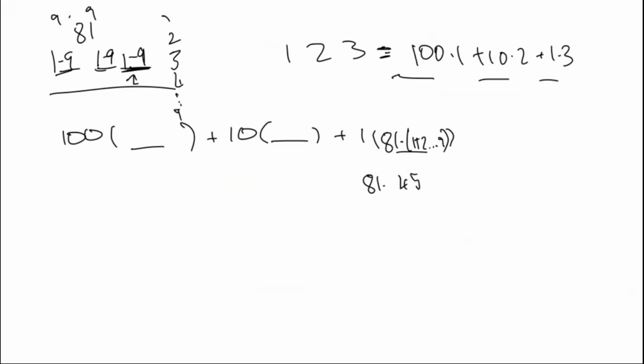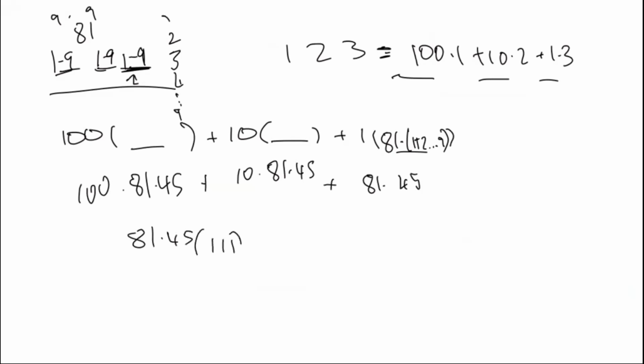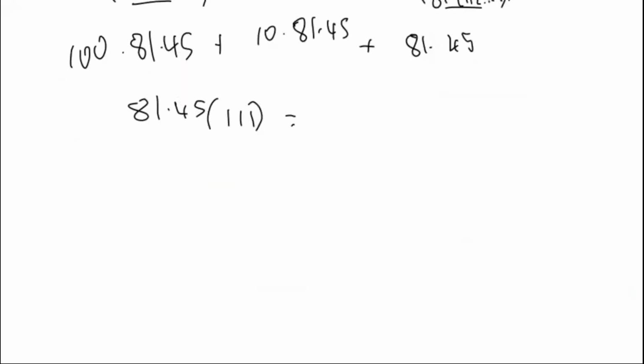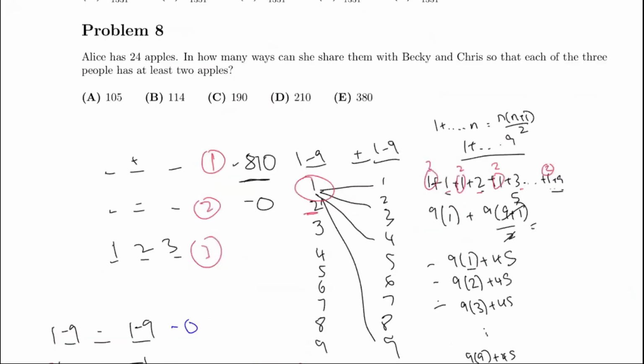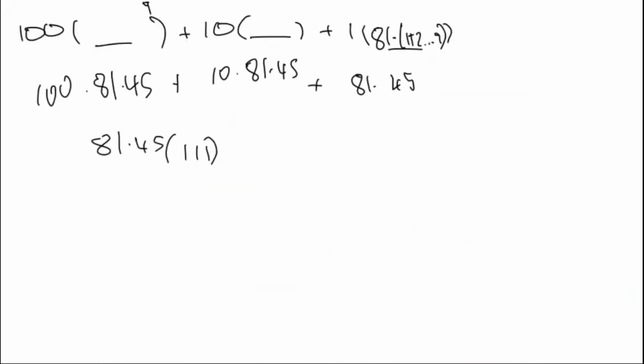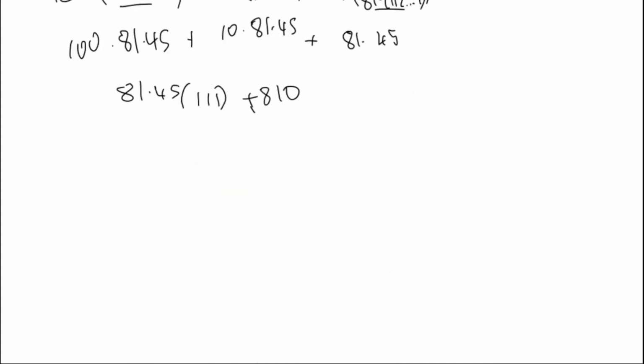And the same is going to be true for each placeholder, right? So we can write 81 times 45 here and 81 times 45 here. And so we can factor out the 81 times 45, and this will be 111. Now we just need to evaluate this. We do need to evaluate it in the end, but we can make it simpler by first adding our 810 first. So this is 8 plus 810.